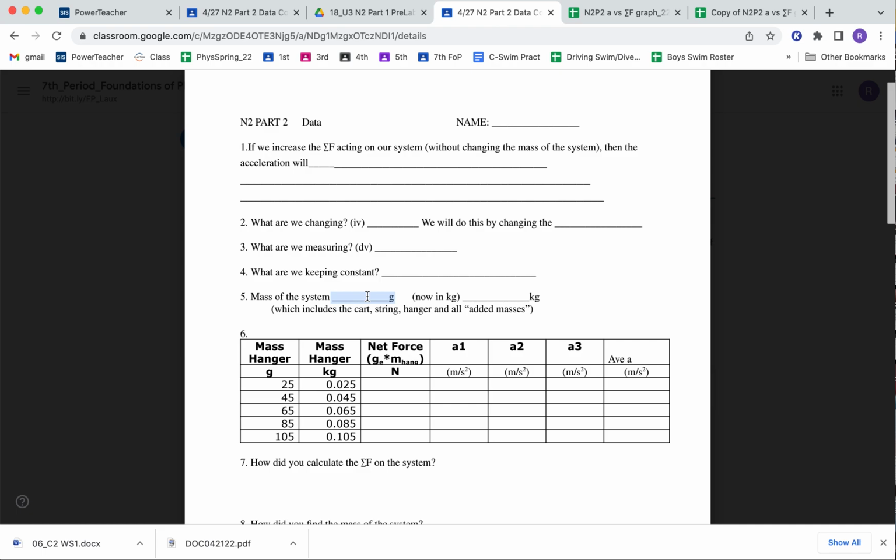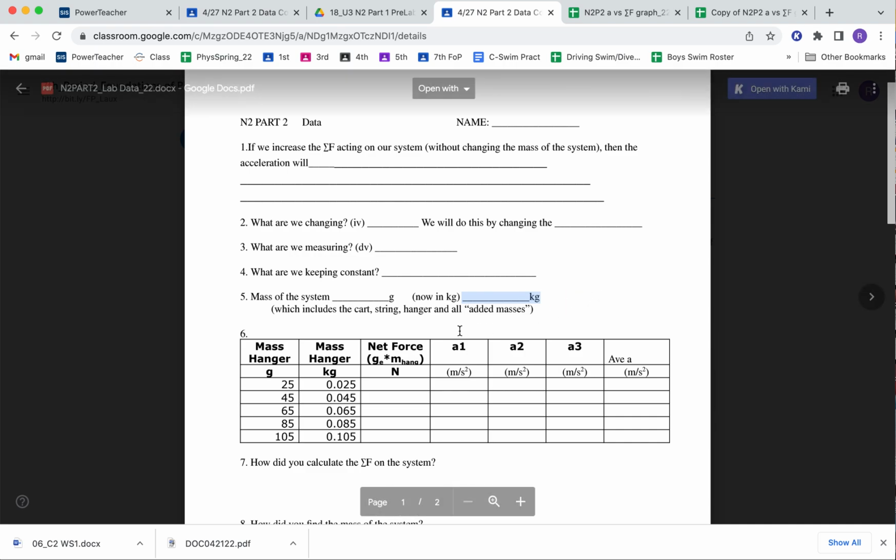We'll be recording the mass of the system here, including in the video. You can put the mass of the system in there. You'll need to convert that into kilograms. Remember, there's 1,000 grams in a kilogram. And let's get on to how to fill out that data table.